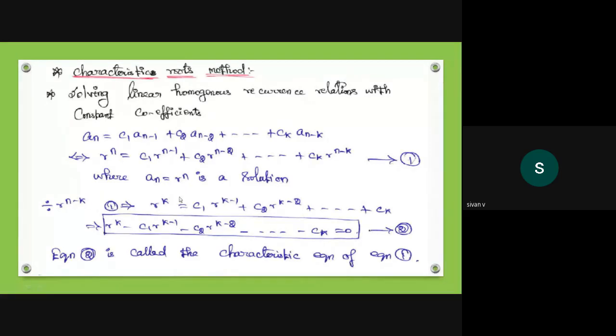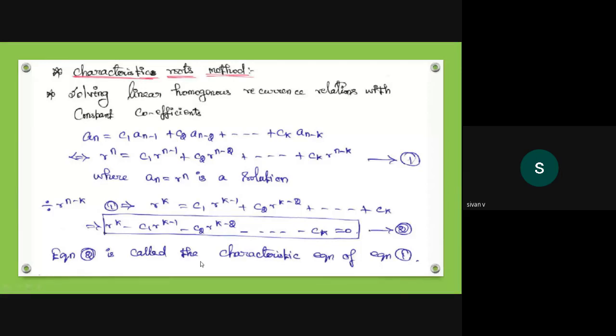So this will become r power k equal to C1 r power k minus 1 plus C2 r power k minus 2 plus dot dot dot Ck, which can be written as r power k minus C1 r power k minus 1 minus C2 r power k minus 2 minus dot dot dot Ck equal to 0. This equation is called the characteristic equation of equation 1; the characteristic equation of order k is this one. Next, we have to see how to solve this characteristic equation.